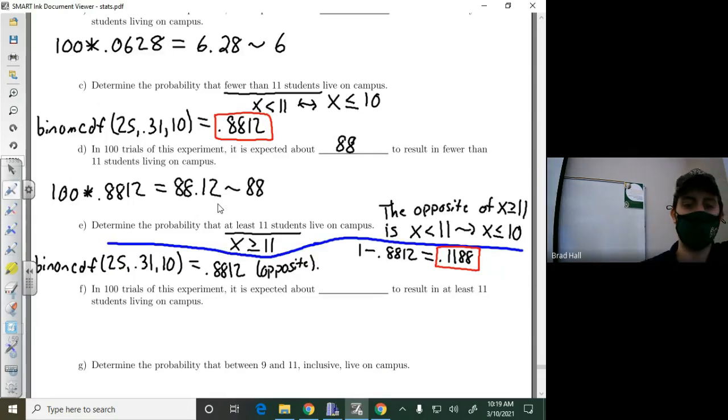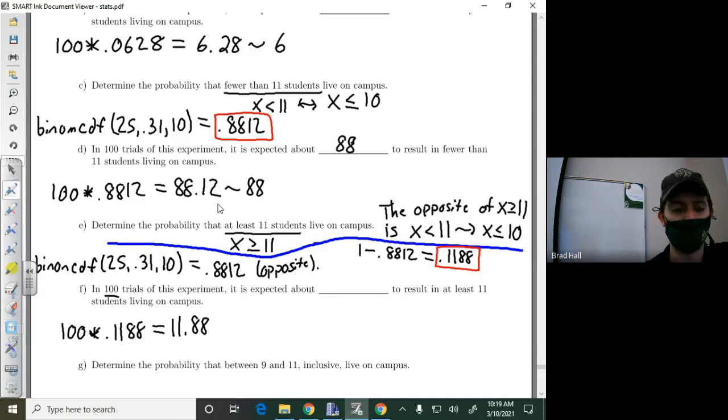And part F, if anything, part F should be straightforward. There's 100 trials, and we figured out that the probability is 0.1188. So that's 11.88. So there's 100 trials, they tell us, and the probability from the last part was 0.1188, and that rounds up to 12. So 12 of the 100 trials would result in at least 11 students living on campus.